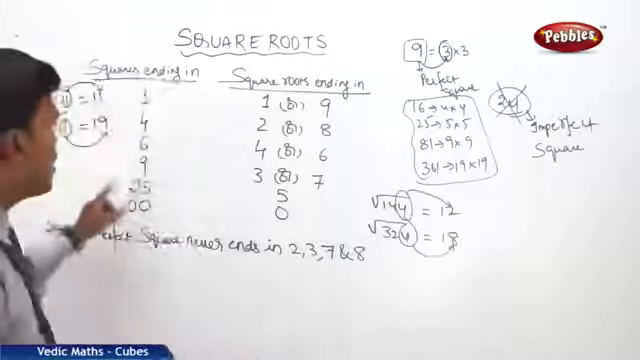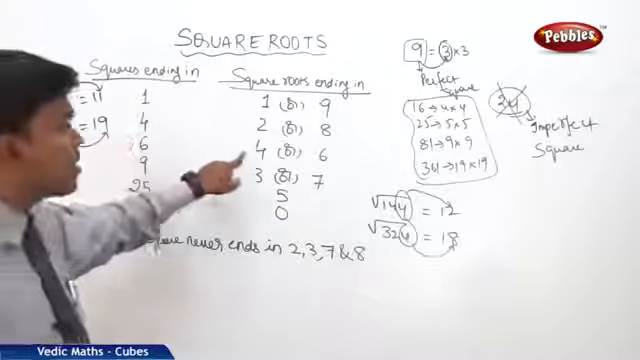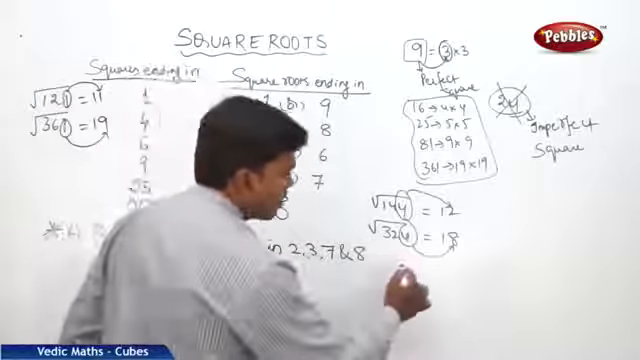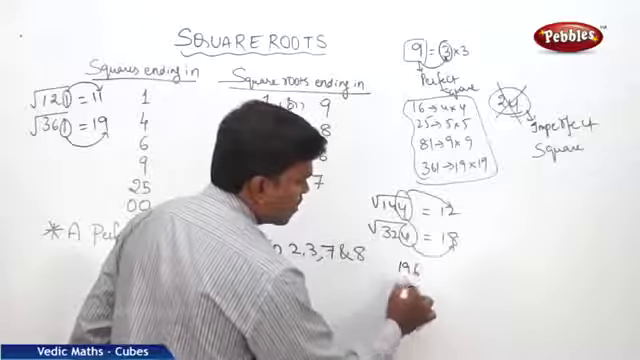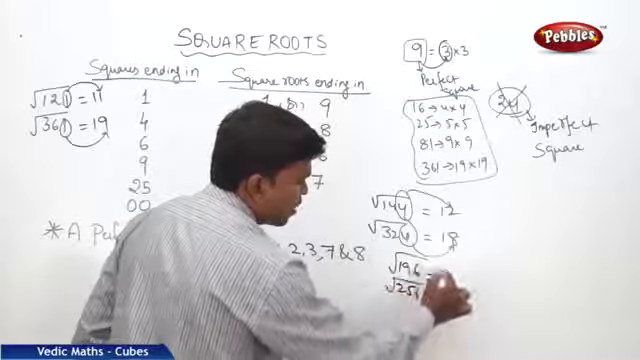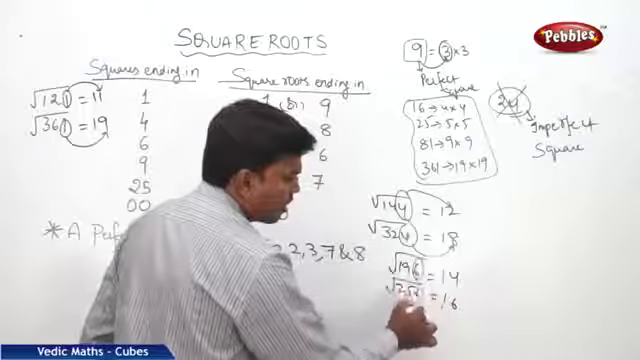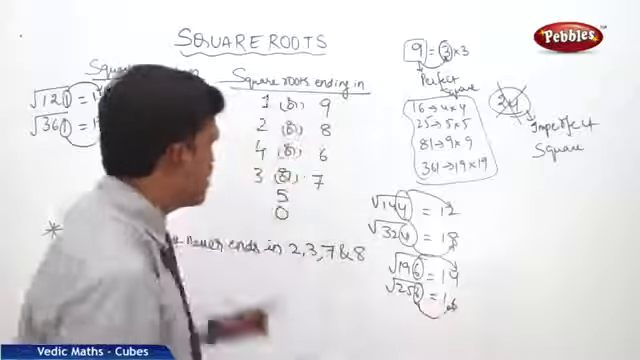Similarly, if a square number is ending in 6, its square root should end in 4 or 6. What is the example? Say 196 and 256. Both are square numbers only. This square root is 14 and this square root is 16. Both are ending in 6 only, but the square roots are ending in either 4 or 6.